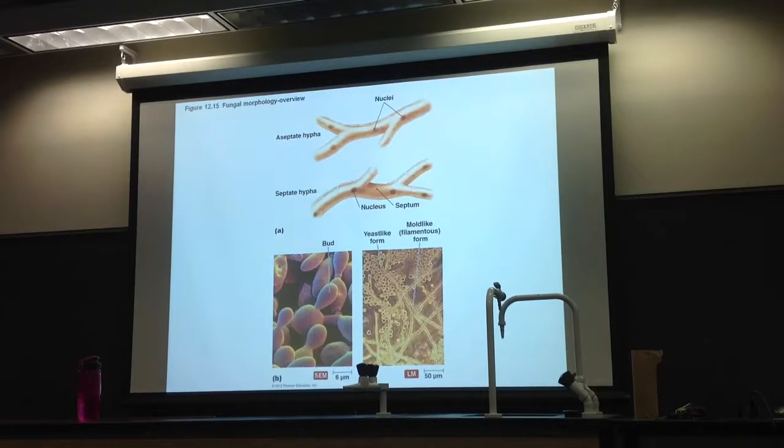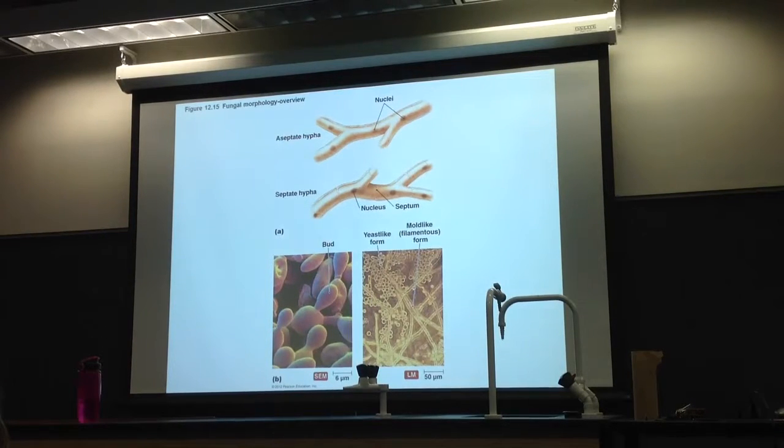Now aseptate or non-septate, same difference, means without the cross walls. Do you see the cross walls there? No. You see nuclei, yes, but no cross walls. So septate means they have cross walls in the filament. All this is a filament, that's a hypha. In septate, they have divisions or cross walls separating out the individual cells. So here's one nucleus, one cell. This one's one cell, that one's one cell. Those divisions divide the cells out.